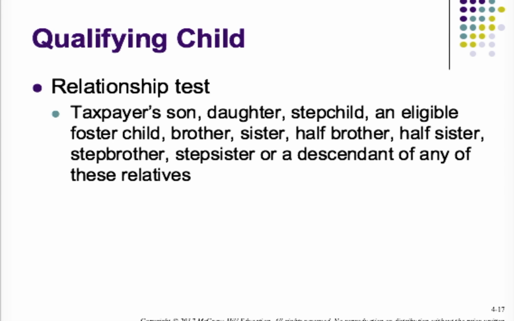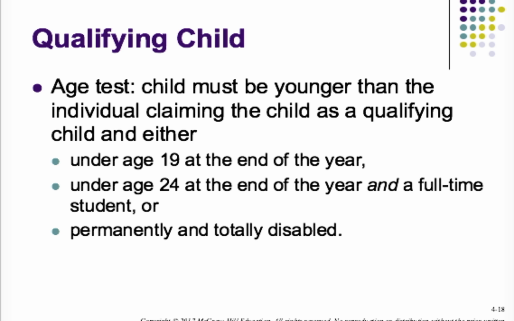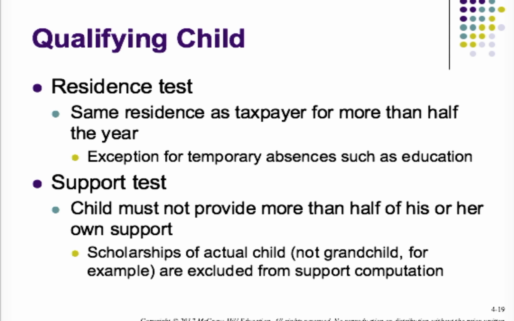For the qualifying child, you've got a relationship test, age test, residence test, and support test. We'll go through those one by one. This is the relationship test. This is the age test. I'm not going to cover this in any more depth because it's really just as simple as looking at these stipulations. Then you have a residence test and a support test.